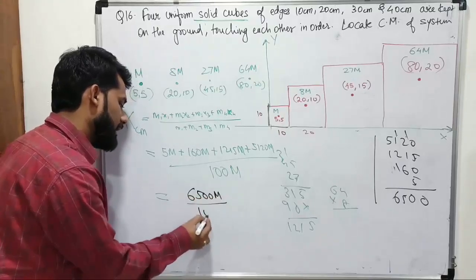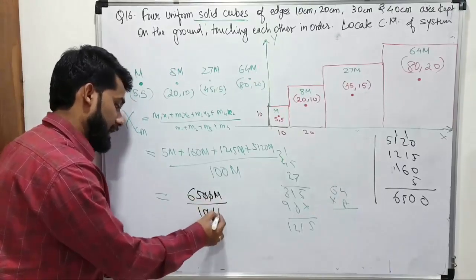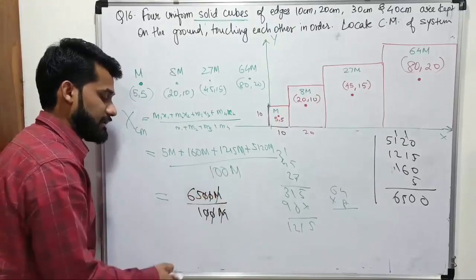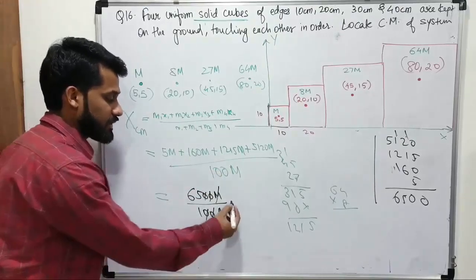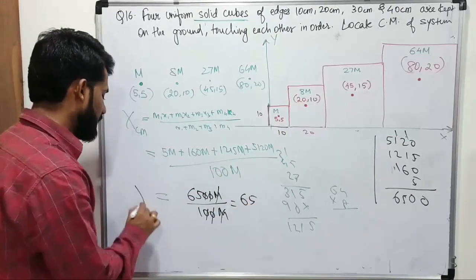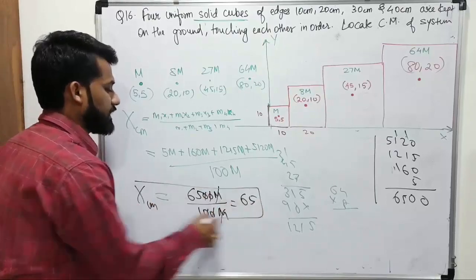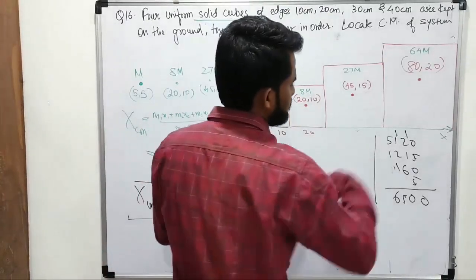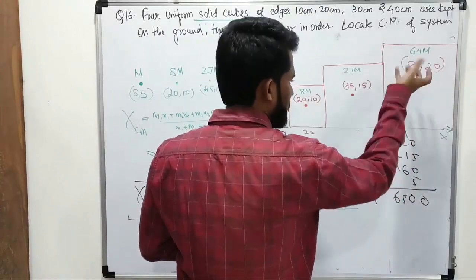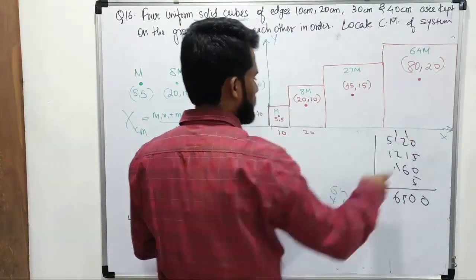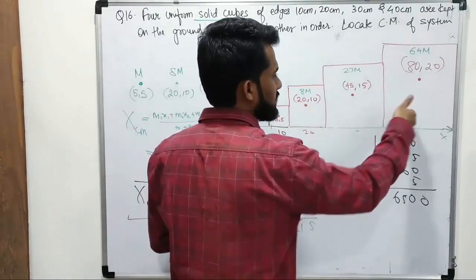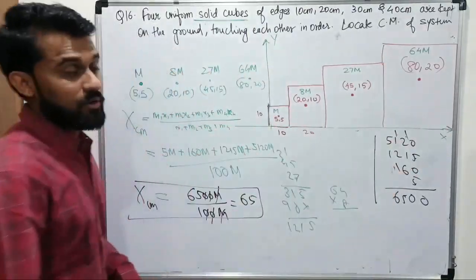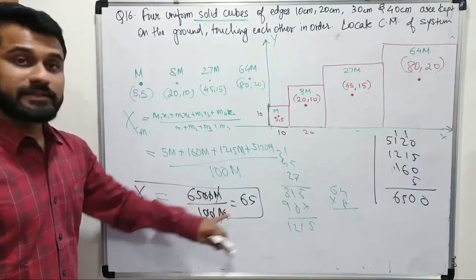6500m upon 100m, m will cancel, and the answer is 65. So the location of xcm we have got is 65. Where is 65? Somewhere between, actually 65 will come in this last block, because 10, 20, 30 is 60. So somewhere in the last block is the x location of the mass.